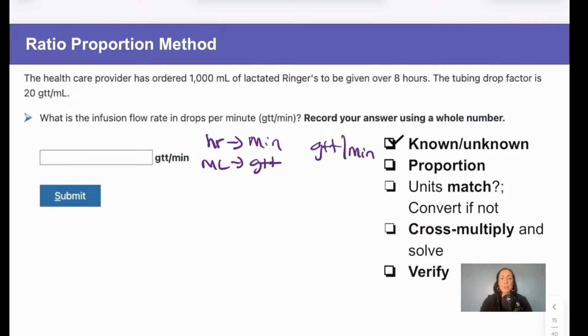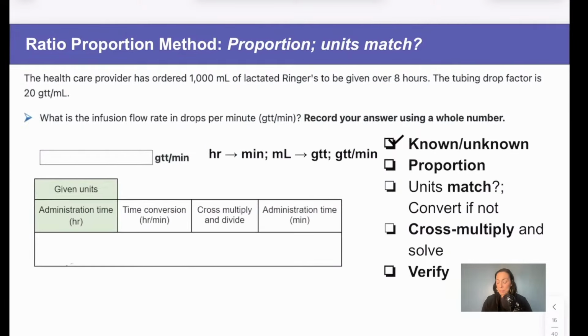Okay, so now that we have our steps planned out, let's set up our equation. So with this, we know that we have 8 hours, right?